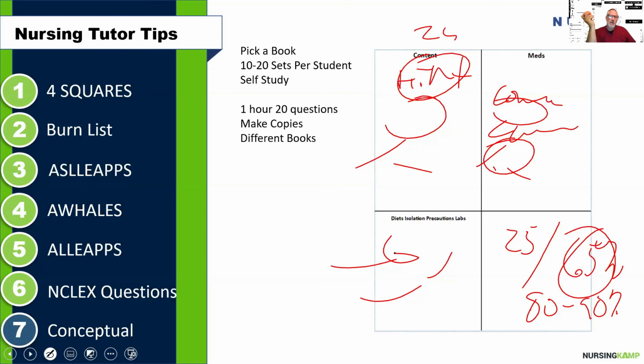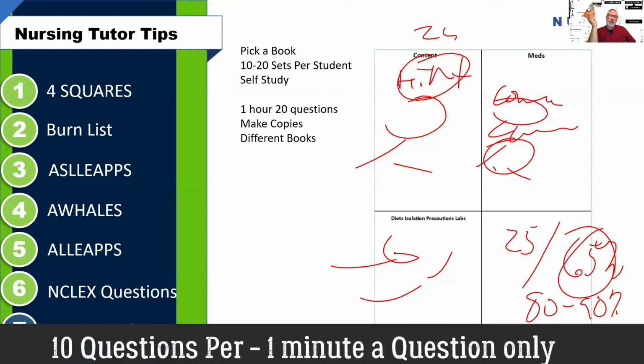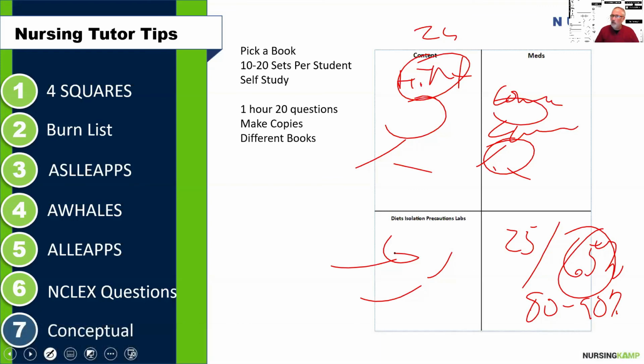And usually I say about sets of 10. What I say is that you make 10 copies of the questions, and then everybody sits there and you get a minute a question. So you set a little timer, you say, okay, 10 minutes, boom, go. And everybody takes their things, they do their 4 squares as they do it. Then you roll it. Who got what on the first one?